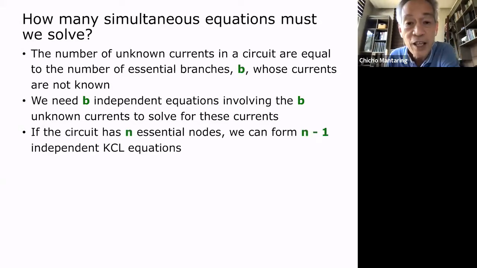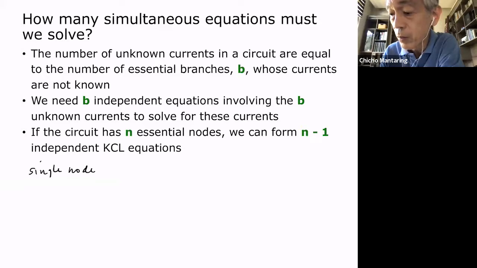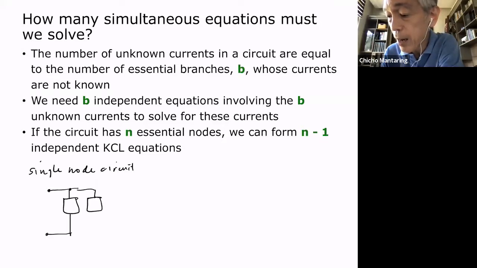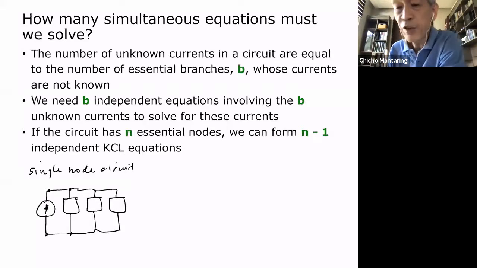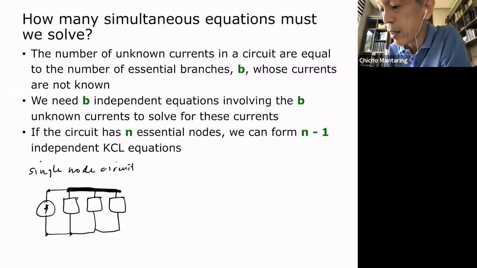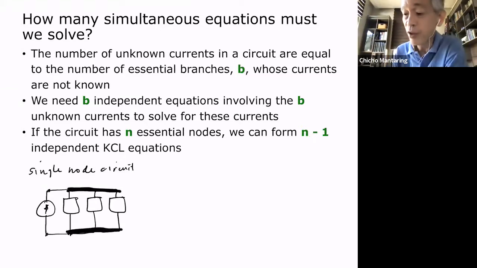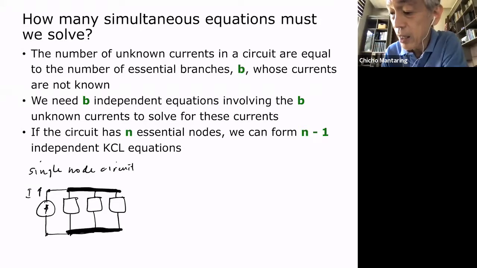If the circuit has n essential nodes, we can form n-1 independent KCL equations. You remember when we discussed a single node circuit? That was taken up in week 1. So this is an example of a single node circuit. Okay. Actually, there are 2 nodes here. This is one node, and this is the other node. Now let's say this is I. This is I1, I2, and I3.